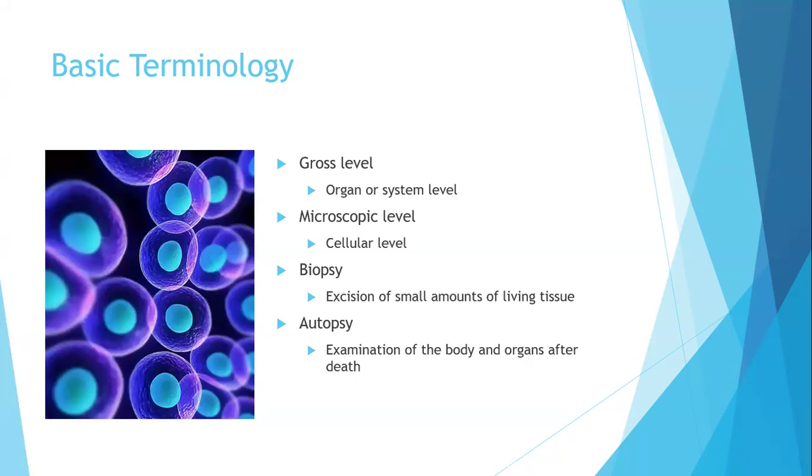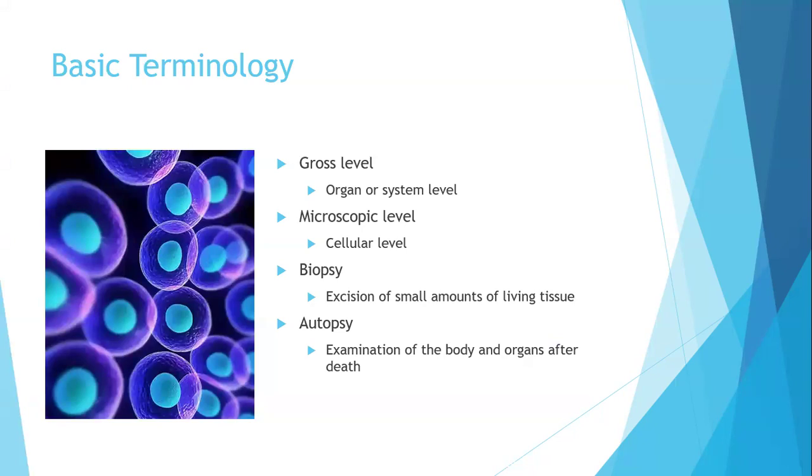So usually when we are talking about a disease or an abnormal condition, it involves changes at the organ or system level, which we refer to as the gross level. But there are also changes at the cellular level, which is the microscopic level. In pathophysiology, a lot of times we are talking about the effects of abnormalities at the organ level, but you have to understand the cellular changes to fully understand the effects.